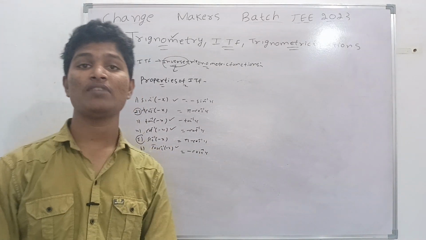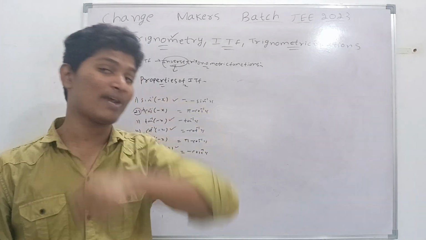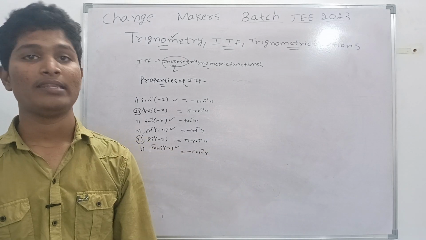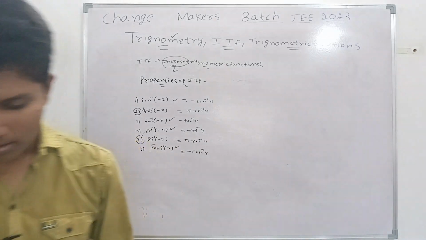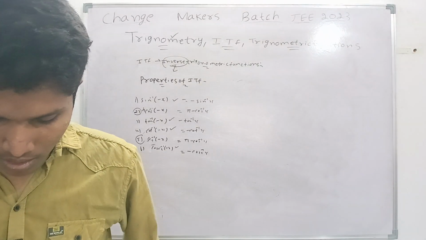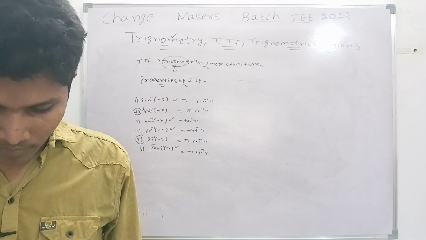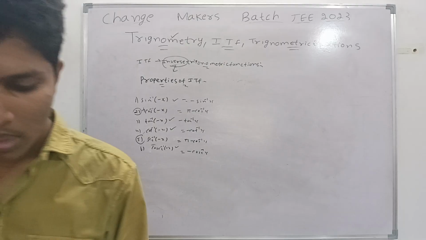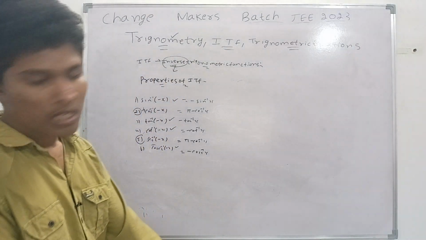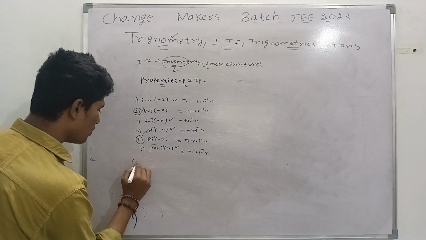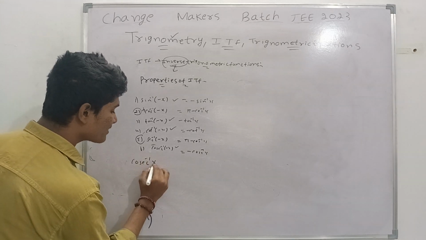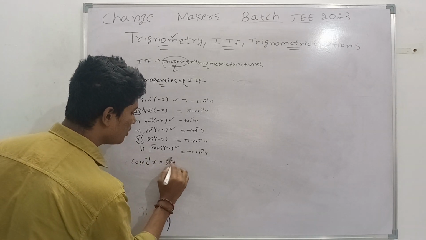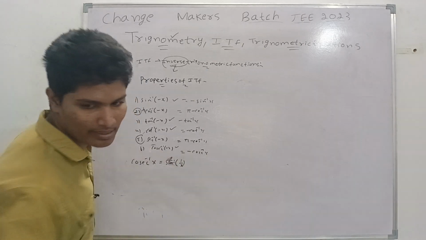Cos inverse, and also secant inverse. If we replace x with minus x, then it will come as pi minus cos inverse x. Like that. It is very important. And also, you already know that we can write like this: cosecant inverse x equal to sine inverse 1 by x. We can write like this.